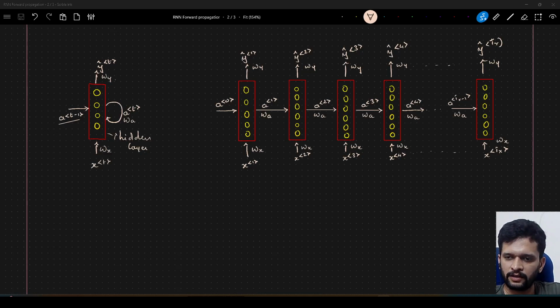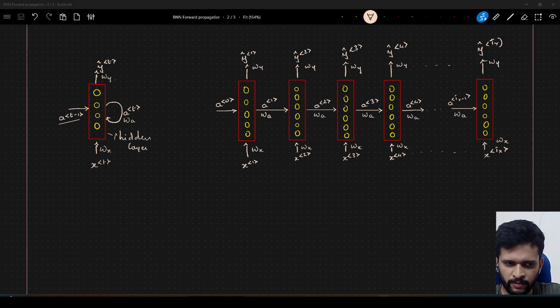Hello guys, in this video we will learn how we backpropagate in RNN networks, recurrent neural networks. This is also famously called backpropagation through time, because we have multiple time steps. At each time step we share the same weights Wx, Wa, Wy. So that's why we call it backpropagation through time.